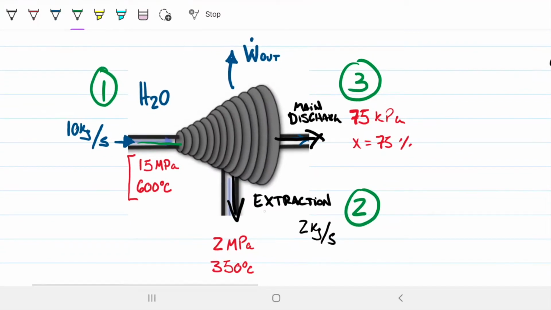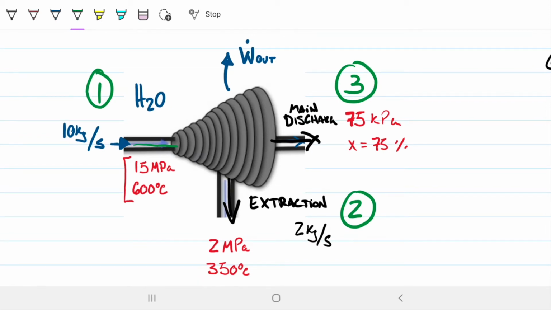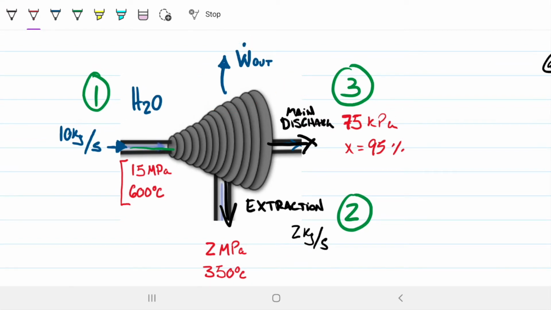And as it's going through, we're going to have an extraction section here in which steam at still a very high pressure and high temperature is leaving. And then after the whole thing goes through, we have the main discharge section here in which steam is leaving as a mixture. We can know it's a mixture because it has a quality of 95%, not 75%, of 95%. So we know it's coming in as a vapor and leaving as a mixture. And then obviously there's work being outputted by the turbine, which is exactly what we're trying to find.